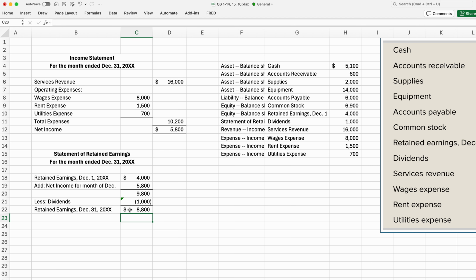All right, stay tuned for part three, where we get into the balance sheet, wrapping all of this up.